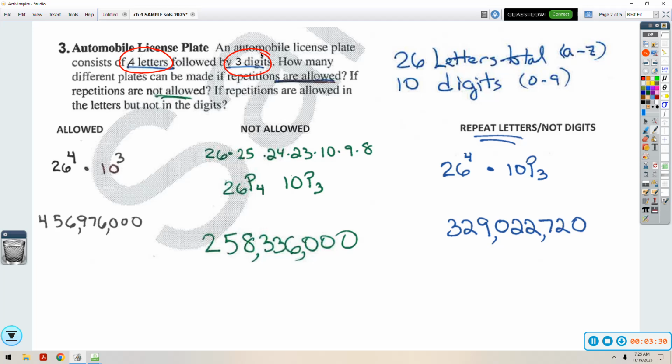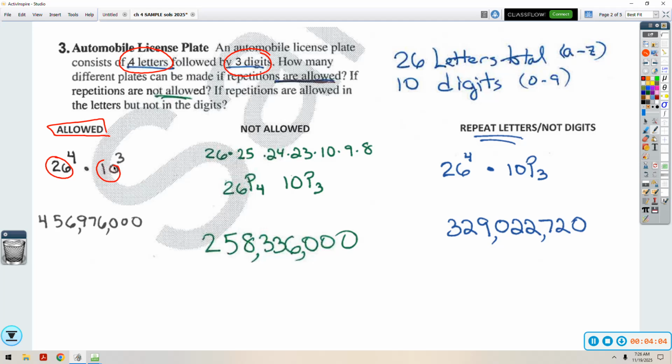If I'm allowed to have repetition, like XY, 443, I can have repetition. Then I have 26 ways of choosing each of the first 4, 26 times 26 times 26 times 26, or you could shorten that to 26 to the 4th power. And then you have 10 times 10 times 10 for the 3 digits, 10 to the 3rd power. Okay? And then the calculator gives you the big 456 million number.